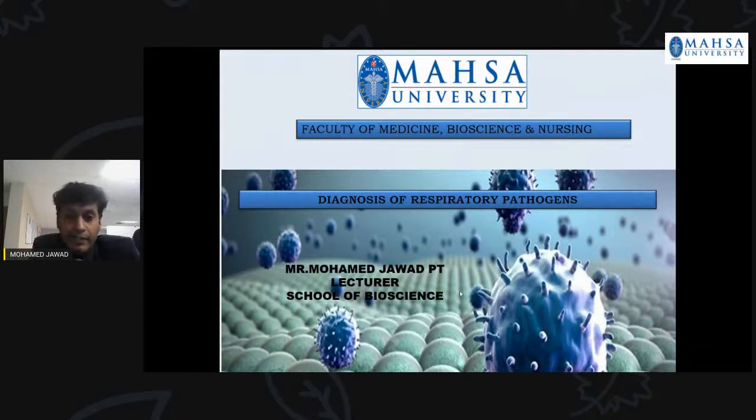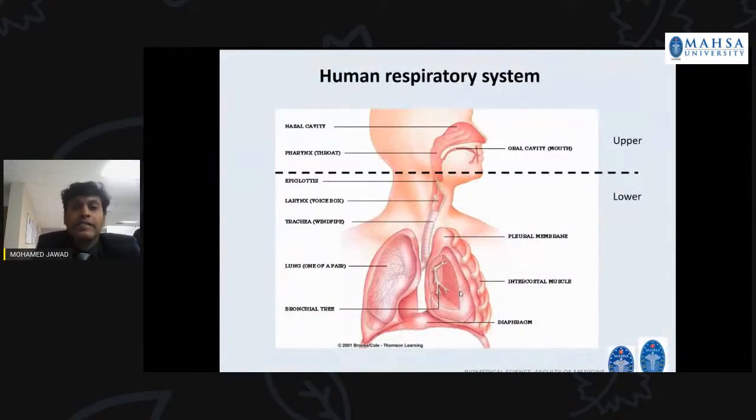We can start with the diagnosis of respiratory pathogens. The human respiratory system consists of an upper respiratory tract and a lower respiratory tract. The upper respiratory tract includes the nasal cavity, pharynx and so on. The lower respiratory tract includes the larynx, trachea and the bronchial tree. Upper respiratory tract infections are pharyngitis, rhinitis and so on, and lower respiratory tract infections include bronchitis.